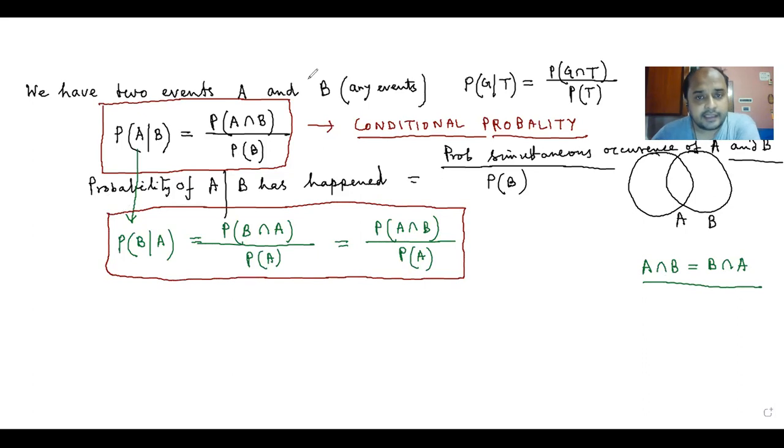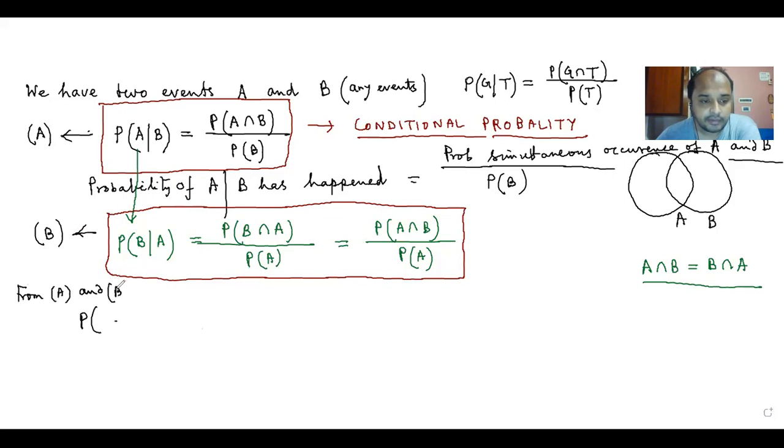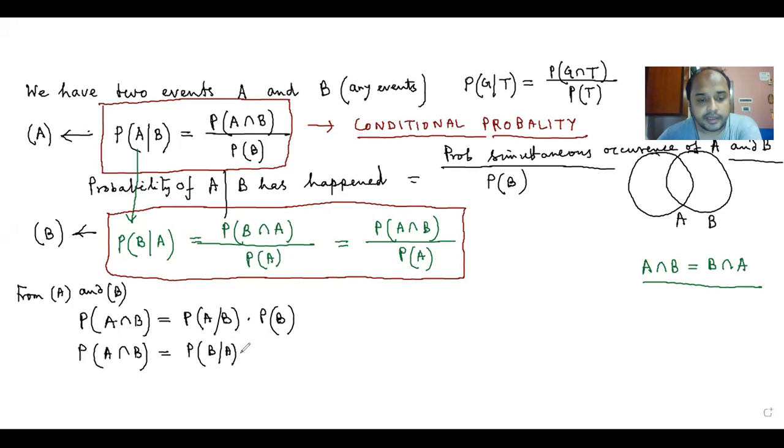Okay, and if you carefully observe now, you will find that if I call it equation number A, and if I call it equation number B, then from equation A and B, probability of A intersection B can be written in two ways. We can write it as probability of A given B into probability of B, or we can write it as probability of B given A into probability of A. Just look at the formula. I'm just cross multiplying the things.